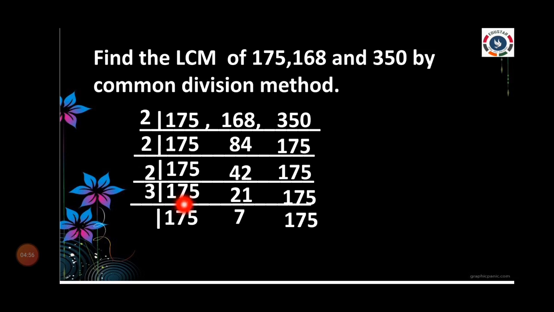Now again we are having this 5, that is an odd number, second number odd number, third number odd number. So this is not possible. First number is not possible to divide by 3, second number also and third number also. So we are going to move to the next prime number. All the 3 numbers are not divisible by 3.